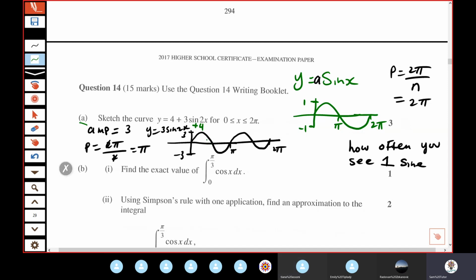Now, I don't move my whole thing up 4, because that would be a waste of time of what I've just drawn. I don't have that time in my exam. The trick is move the graph down. You guys are remembering now. It's coming back. So what we do is 3 plus 4 is 7.